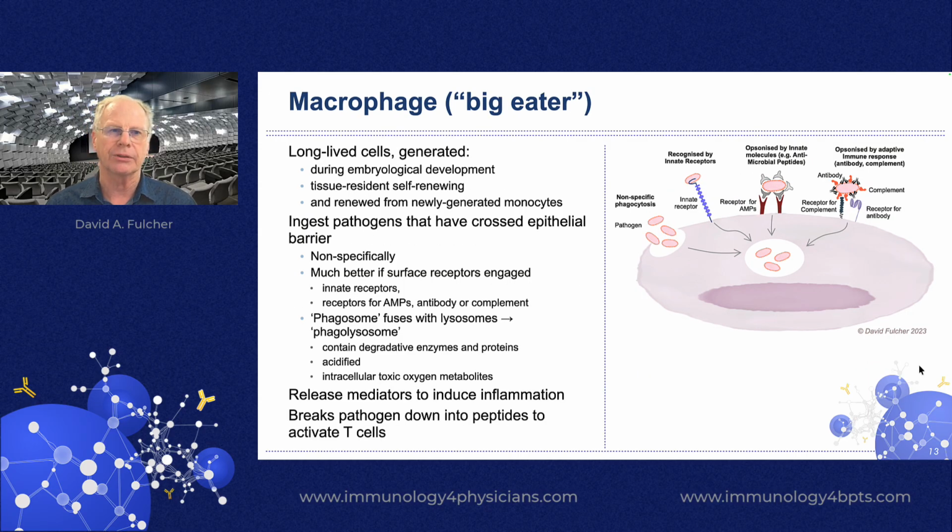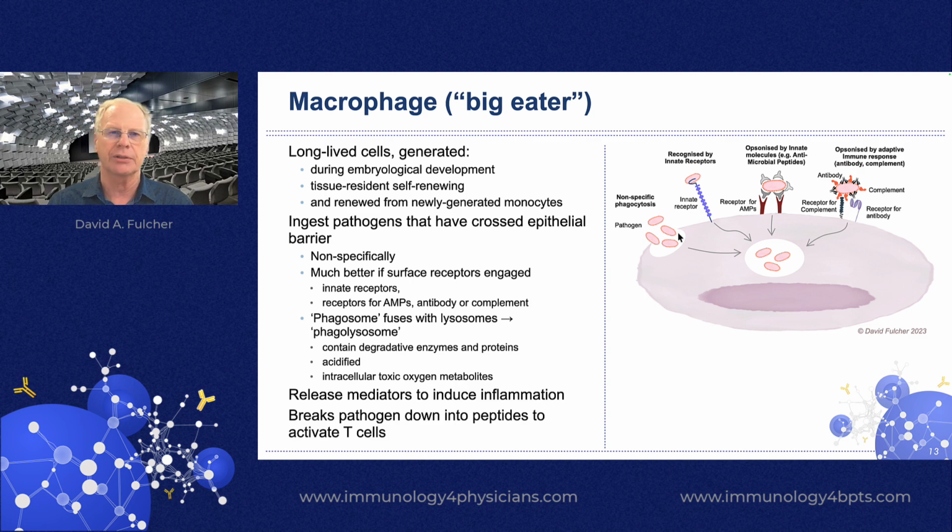So first of all, macrophage, big eater. Macro, big, phage, eater. These are long-lived cells generated during embryonic development. They are tissue-resident, self-renewing. They're also renewed from newly generated monocytes, and their job is to ingest pathogens that have crossed that epithelial barrier that we spoke about a moment ago. Now, they can ingest these pathogens in a number of ways, which I've outlined in this graphic here. They can do it non-specifically.